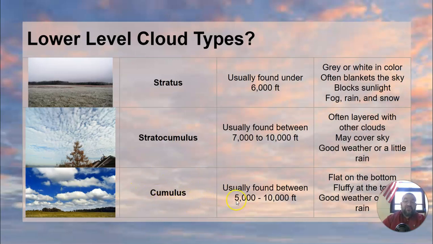Now, cumulus clouds are found in the same area as the stratocumulus, between the 5,000 and 10,000 foot range, and this is what we typically see here in Florida. They are flat and gray on the bottom because the light's having a hard time penetrating through the top. Okay, that's why they have that kind of gray or shadowy appearance. And they look like little, I said these look like cotton balls. These look like little fluffy clumps of cotton balls kind of put together.